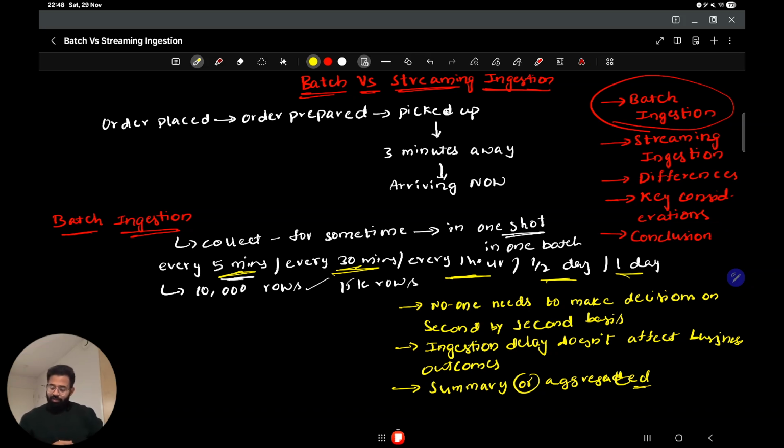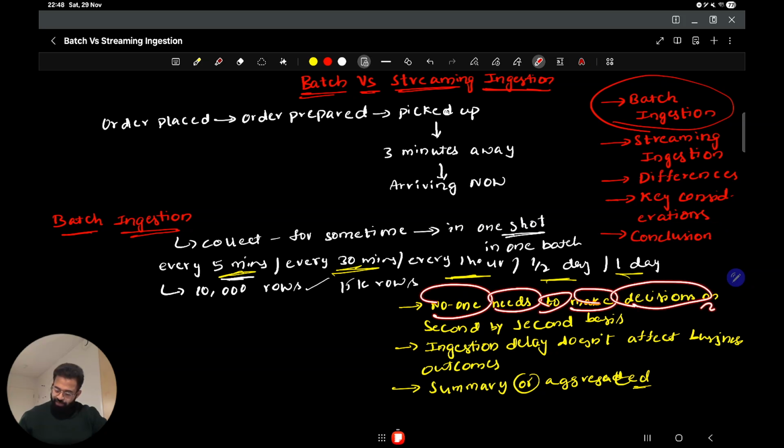Batch ingestion works really well when no one needs to make real-time decisions, or second by second decisions. It also works well when ingestion delay does not affect business outcomes, and when all you need is summary or aggregated data, then it works super well.